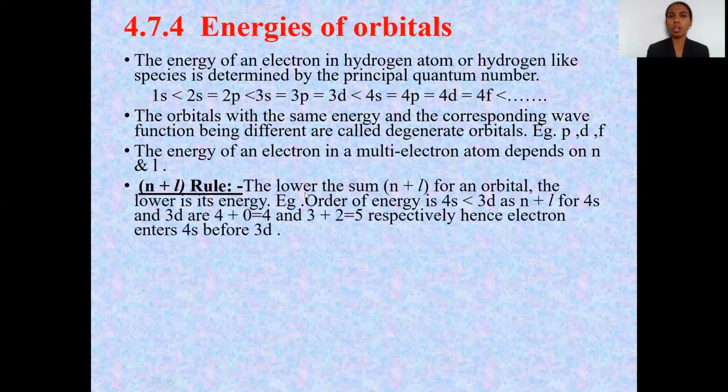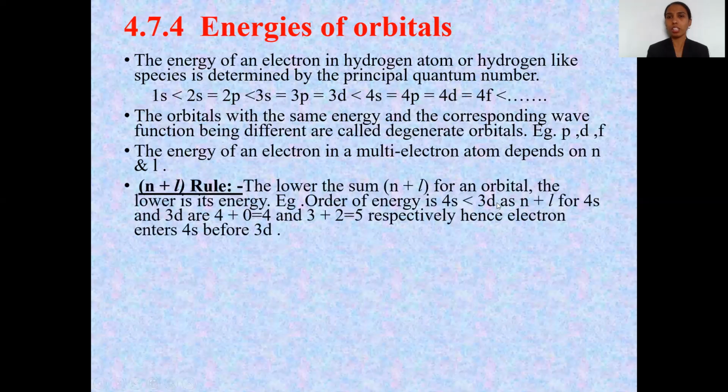See here, the lower the sum n plus l for an orbital, the lower is its energy. Okay, so the lower the sum of n plus l, म्हणजे ऑर्बिटल वरून तुम्ही काय करणार तर n आणि l व्हॅल्यूज वरून त्याची सम करायची, मीन्स n plus l व्हॅल्यू ही जर कमी असेल, लोअर असेल तर त्या ऑर्बिटलची एनर्जी काय असणार आहे, लोअर असणार आहे. फॉर एक्झाम्पल हियर वी कॅन सी द वन एक्झाम्पल.